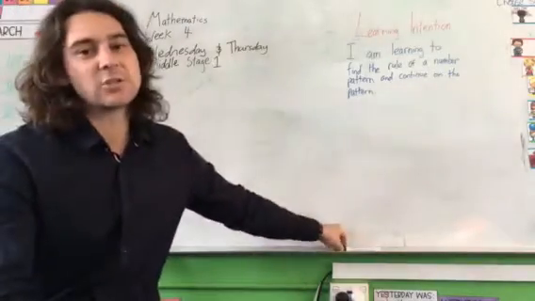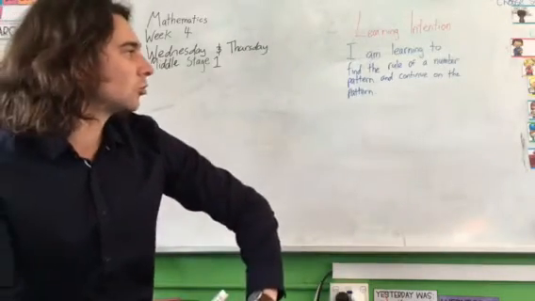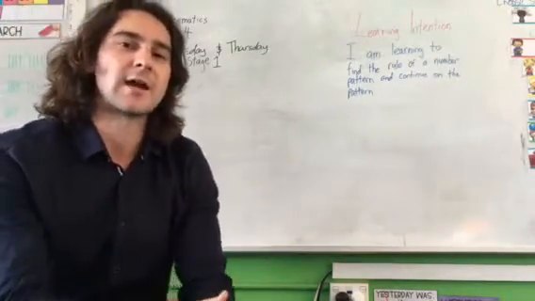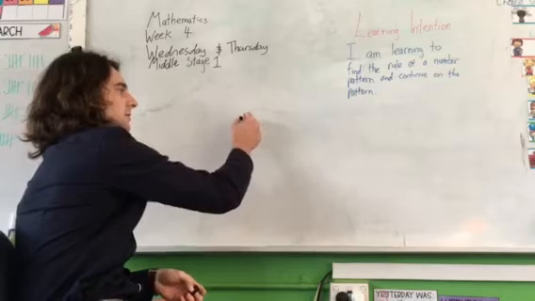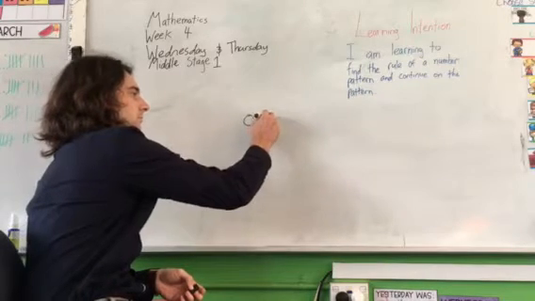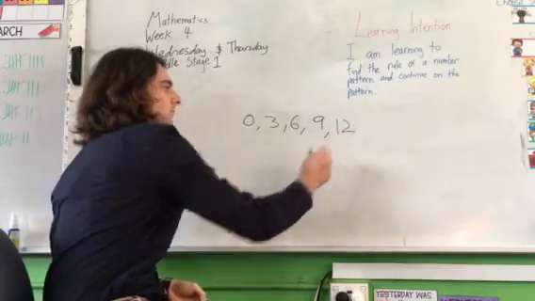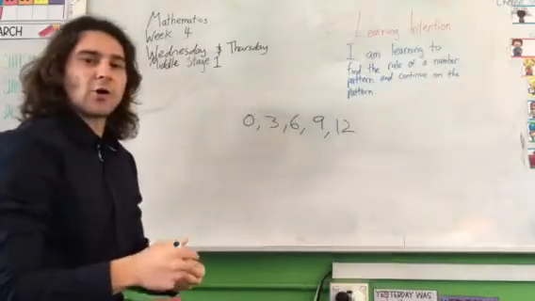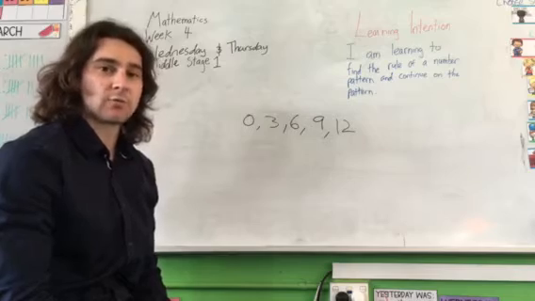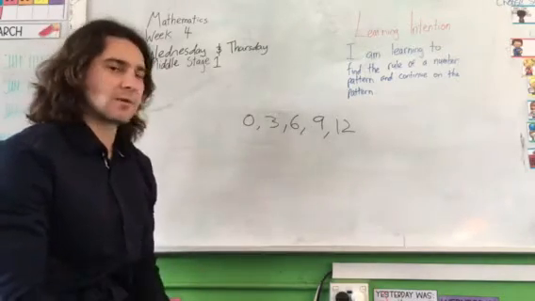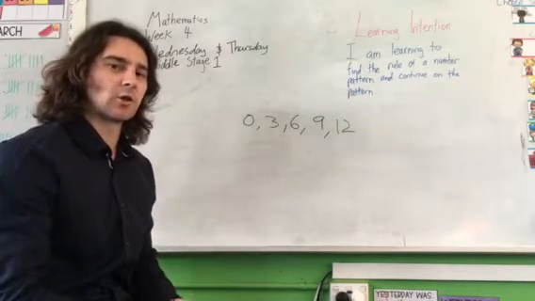So our learning intention for Wednesday and Thursday is I am learning to find the rule of a number pattern and continue on that number pattern. For example, you could have a number pattern that starts like this. The first thing that I need to do is find the rule. I can't continue on this number pattern if I haven't found the rule. I look at the first two numbers. We've been provided with the first two numbers, which is fantastic, and it makes our job a lot easier.